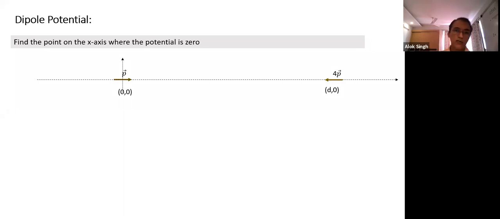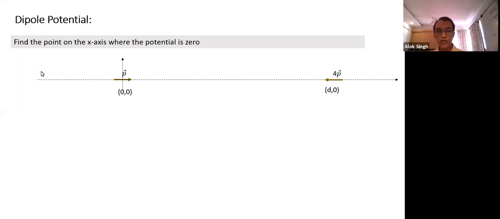So where would the potential be 0? Potential will be 0 when one is positive and one is negative. Otherwise, it cannot be 0. And it has to be nearer to the smaller dipole. Why does it have to be nearer to the smaller dipole? We have done this in the case of charges also. So the point has to come in this region.